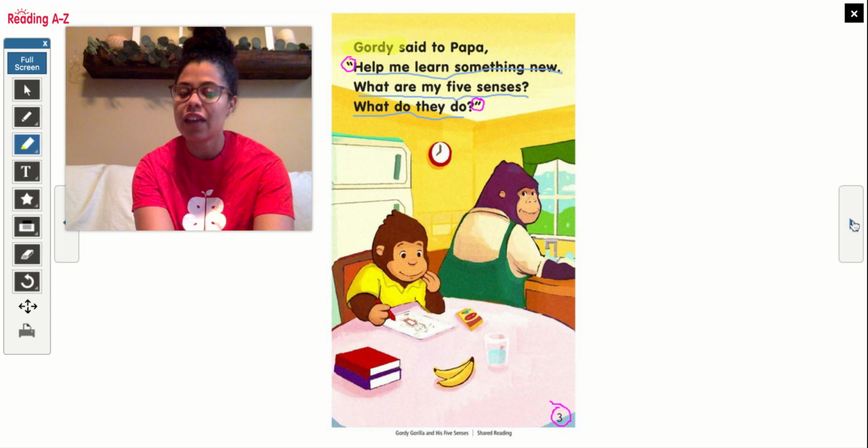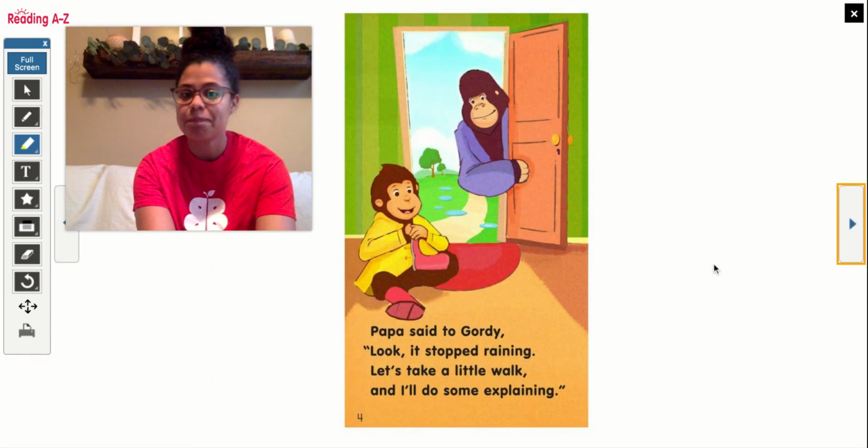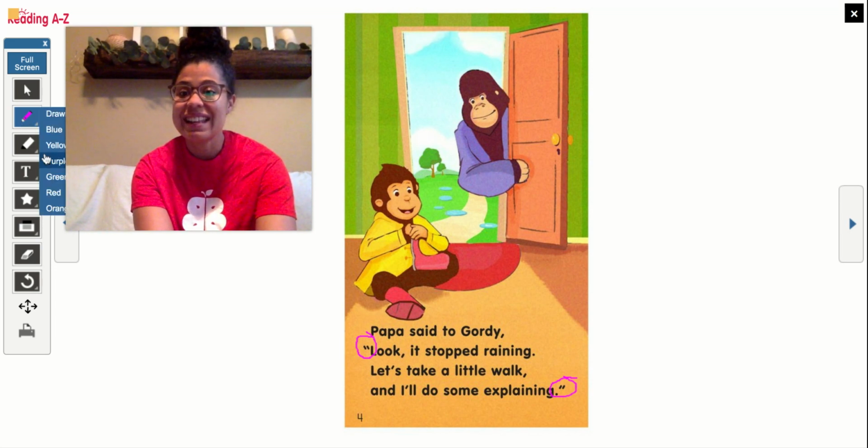Let's try it again on this next page and see who's doing the talking now and what they said. Do you see the quotation marks? Go ahead and circle those quotation marks again. Good. I see one here, and I see a quotation mark here. So that tells us that someone is talking. Now let's see who is doing the talking.